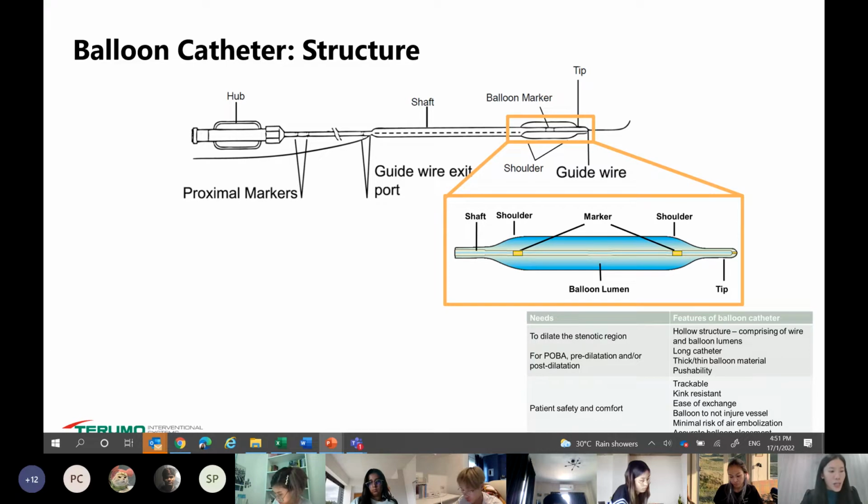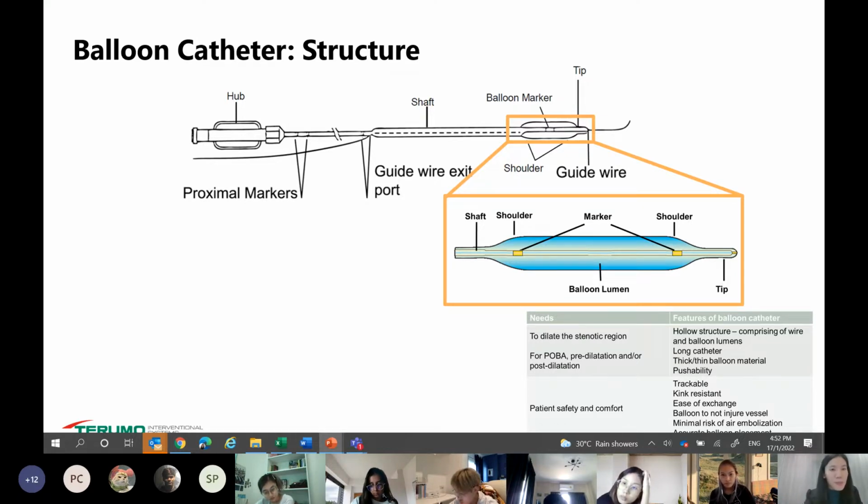For the structure, basically it will have two lumens in the shaft, one for the balloon to be expanded, and one for the guide wire. Other devices usually have one lumen. Balloon catheters have two: one for the guide wire and one for the balloon.